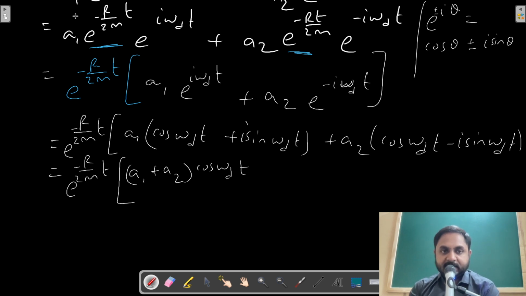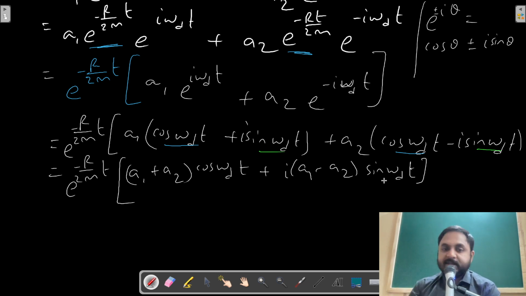I have taken this cos and this cos together, and now the sine terms together. So the second term should be plus i into, in bracket, a1 minus a2, sine of omega dt, because this is a1 into i sine omega dt and this is a2 into minus i. So it is a1 minus a2, and i is common to both the terms, so I take i outside.